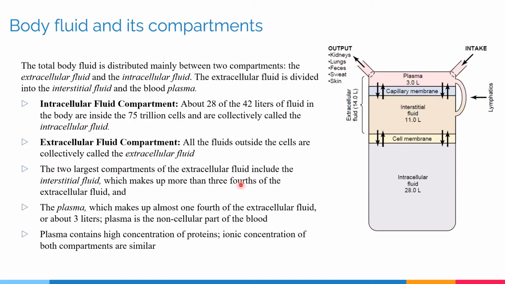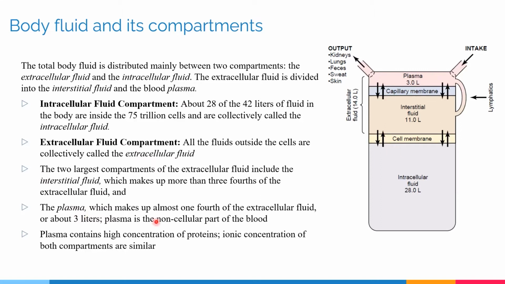The two largest compartments of extracellular fluid include the interstitial fluid, which makes up more than 3/4 of the extracellular fluid. As I said, it is divided into interstitial fluid, about 11 liters, and blood plasma, which is about 3 liters. The interstitial fluid and blood plasma are divided from each other via the capillary membrane, so that they do not come into direct contact. And the cells are present in the interstitial fluid, which forms the extracellular matrix as well for the different tissues and cells. Both of them are divided via the individual cell membranes.